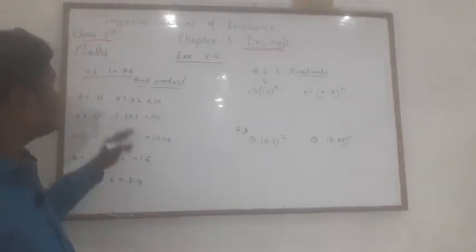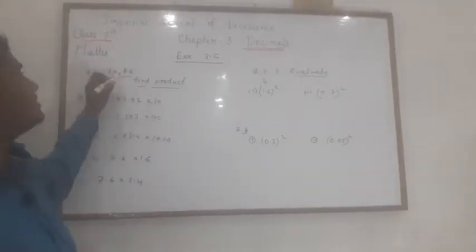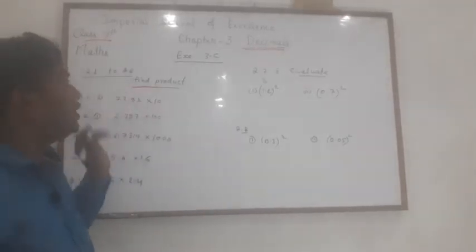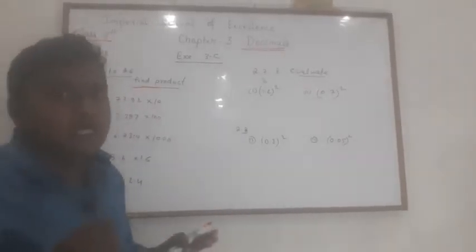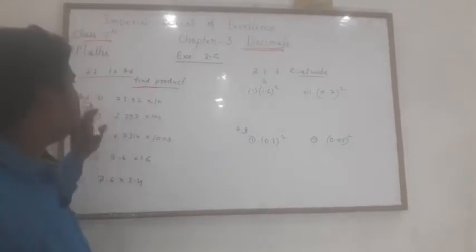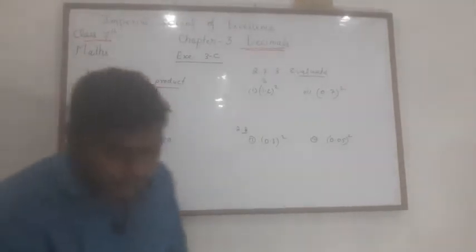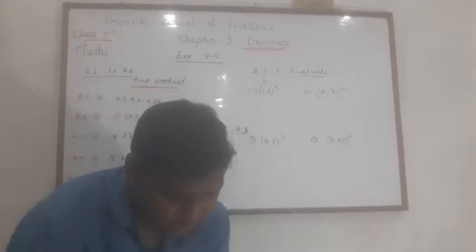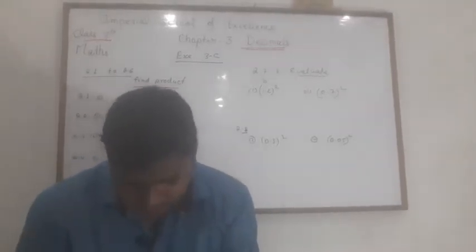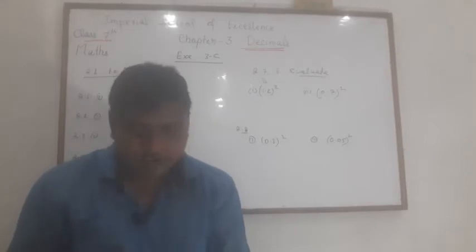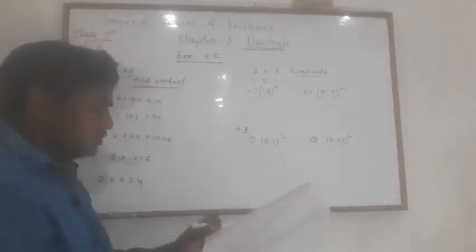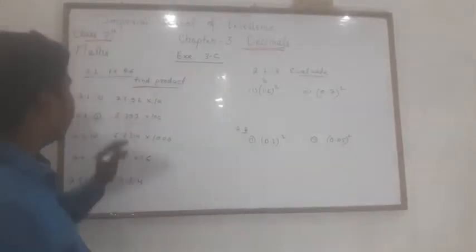In this exercise, from question number 1 to question number 6, we have to find the product. So let's see this question number 1. There are many parts in this question number 1. There are 6 sub questions. In each question there are a few decimal numbers like this.